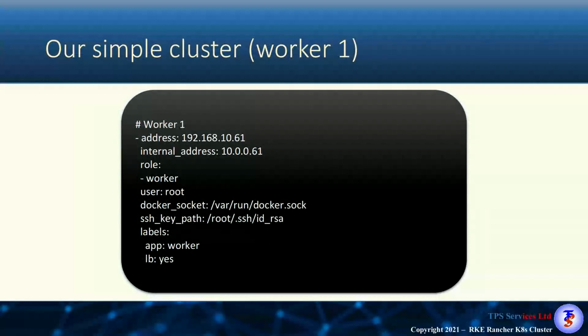Worker 1 and Worker 2 are very, very similar to each other. So here again we can see address and internal address for those. We've just got the role as worker for this. It's literally just going to run Docker containers.